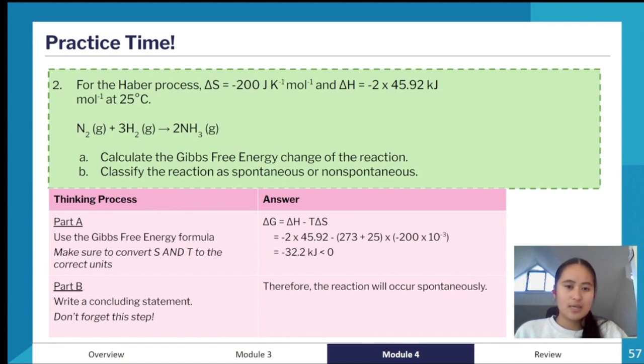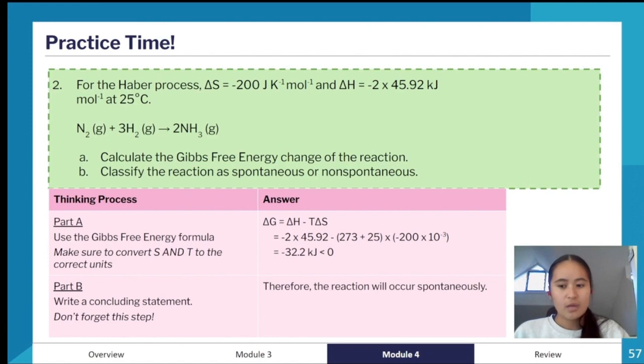Once you sub everything in, you should get negative 32.2 kilojoules. Because it's negative, that means that it's less than 0, obviously. So delta G is less than 0, meaning that it is a spontaneous reaction. So part B is classify the reaction as spontaneous or non-spontaneous.